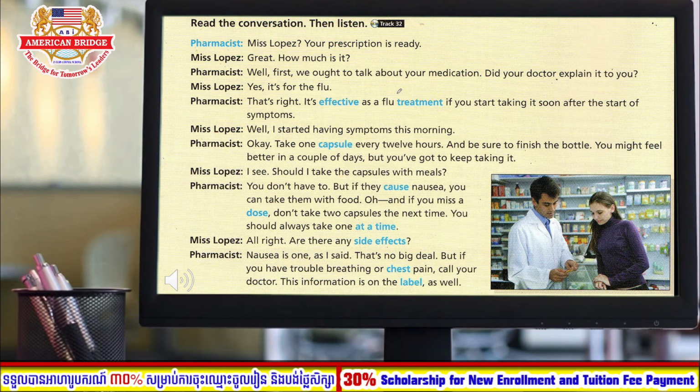Okay, so after you already understand the side effects, let's listen to the pharmacist. Pharmacists refer to someone who works in the pharmacy. So those who sell the medicine, we call pharmacists. He or she is not a doctor. He is only able to sell the medicine, so we call them pharmacists.